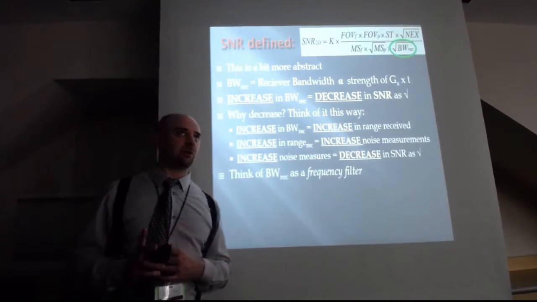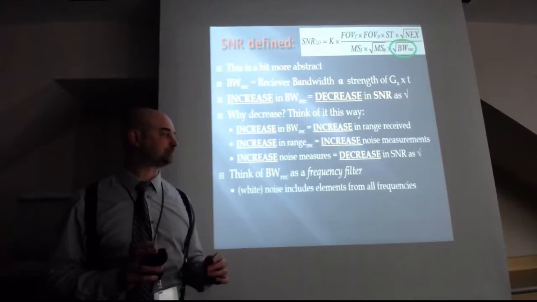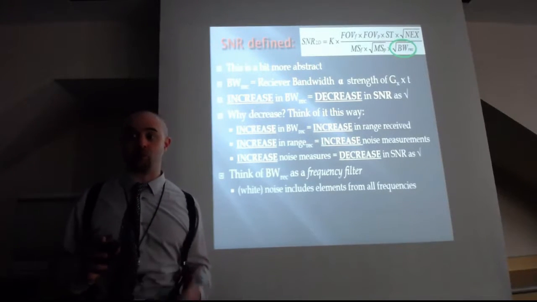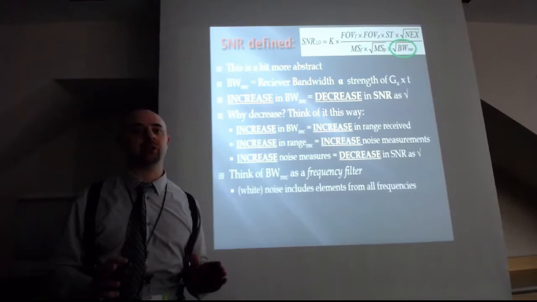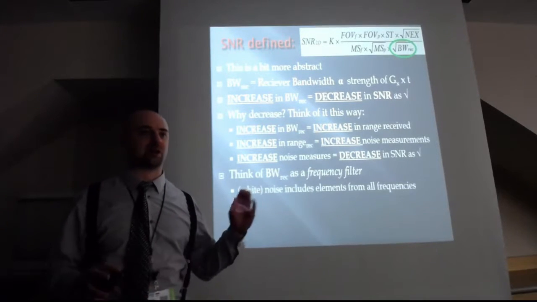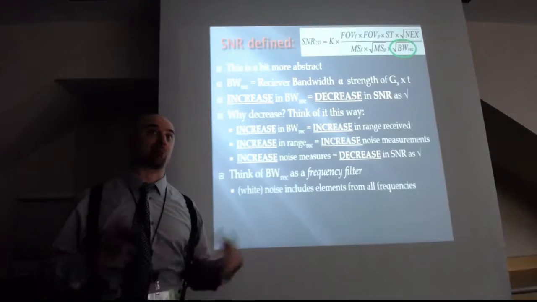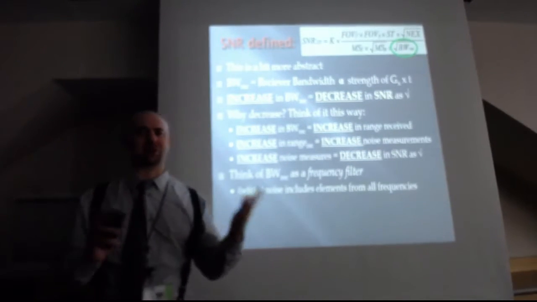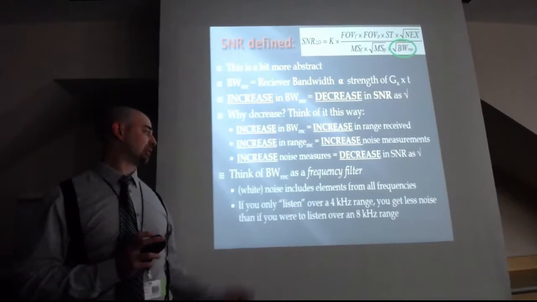Think of the receiver bandwidth as a frequency filter. White noise is basically what we're hearing when we're looking at the MRI signal. And white noise, by definition, means that it's constant across all frequencies, right? Otherwise, depending on what frequency it's at, you can give it other names like brown noise or whatever. It doesn't actually directly correlate to colors, but before I digress, we're going to think about it like this.